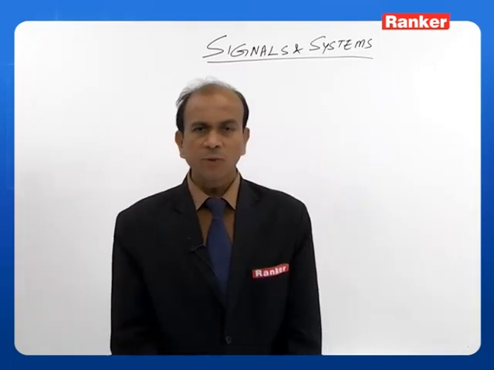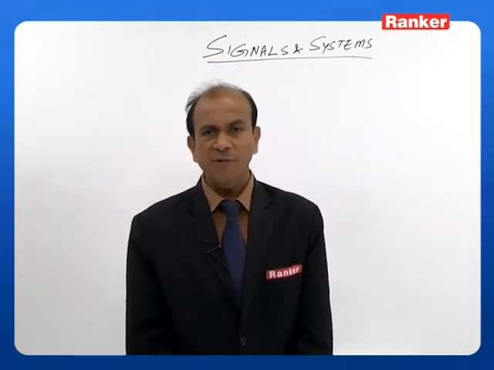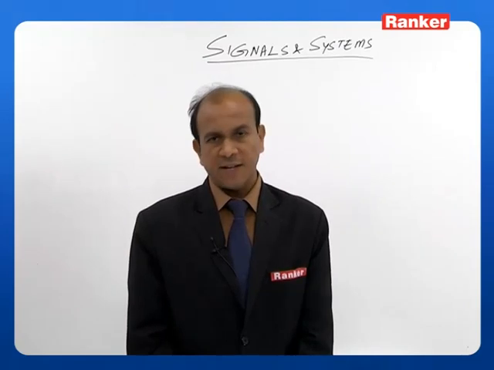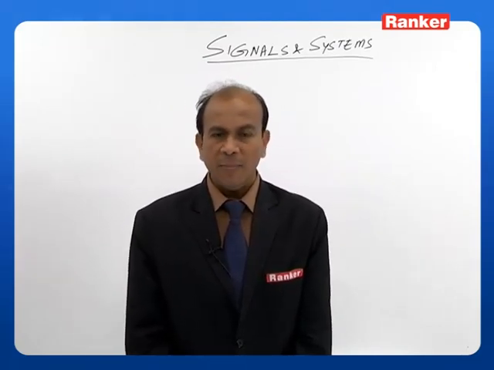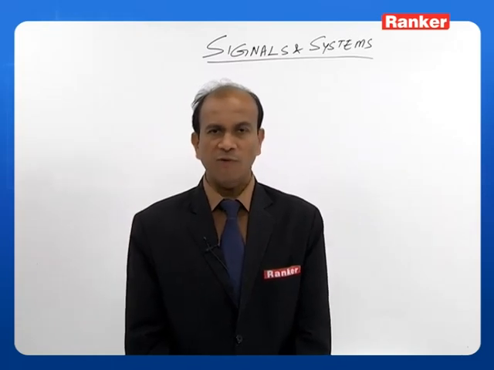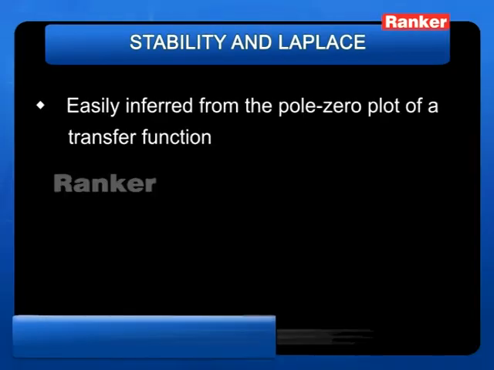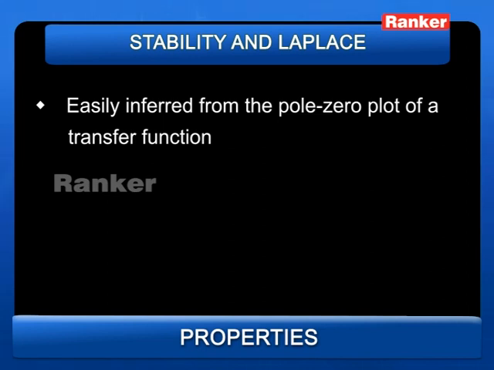Okay. Now, we have seen two types of transformations. One is the Laplace transform and the other one is the Z transform. So when I talk about the Laplace transform and the condition for stability, there is one important point which we are making here now. We can easily infer stability from the pole-zero plot of a transfer function.